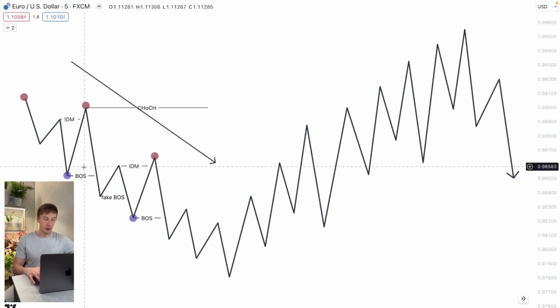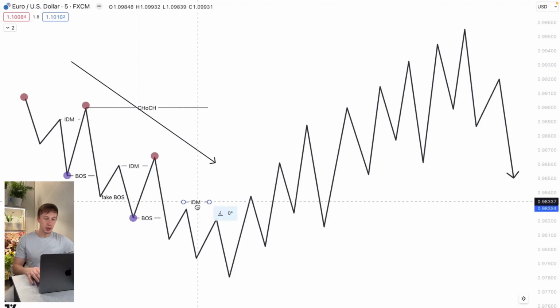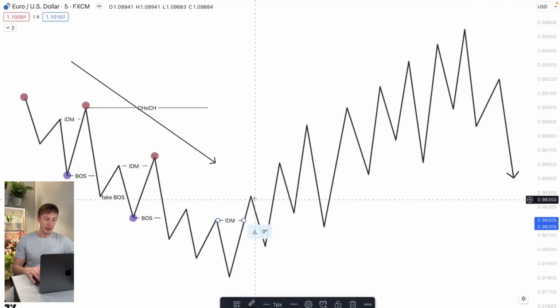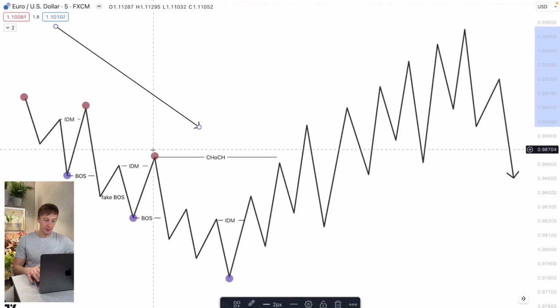Now we've covered the BOS and the fake BOS. However, there are situations when the IDM gradually shifts downward, a local break occurs, but the structural low is not updated. And what happens when this point is broken? Since it is a structural high, its breakout leads to a CHoCH.